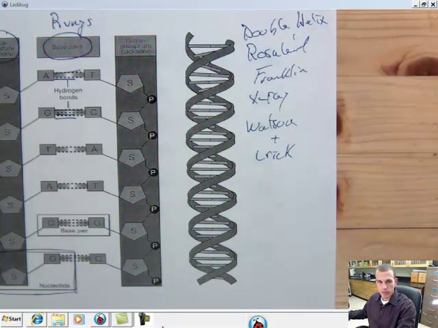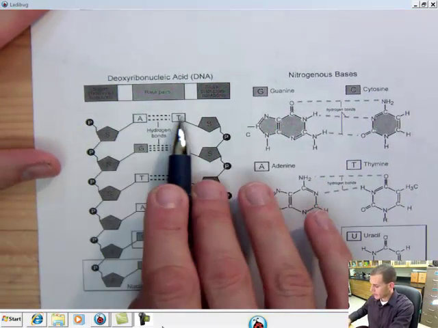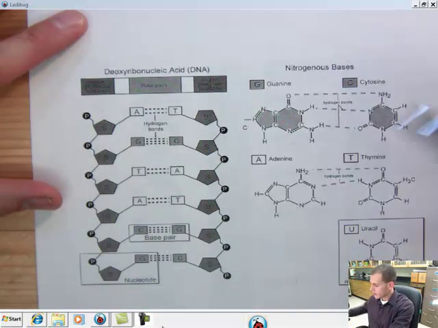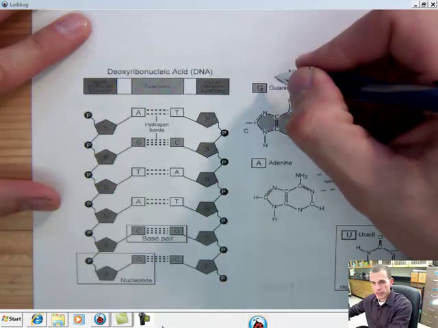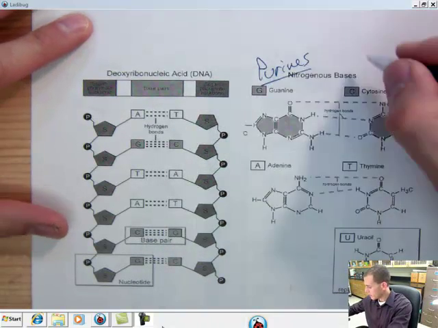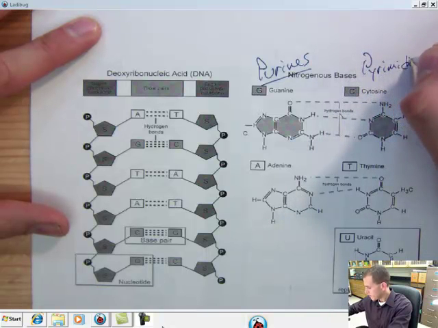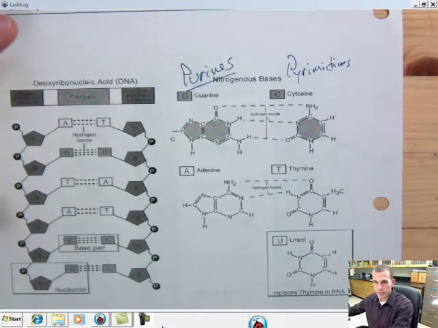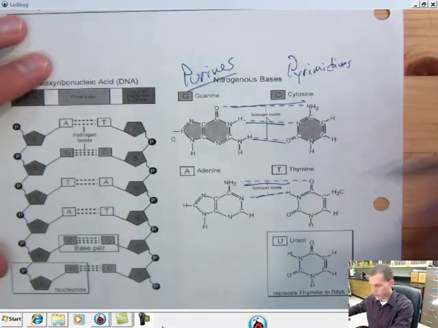A little bit more information: if you flip over to the back side, it again shows you the bonds between A's and T's and G's and C's. It shows you that guanine and adenine are your purines, and then you have your pyrimidines, which are your cytosine and thymine. Triple bond here, double bond occurring here.